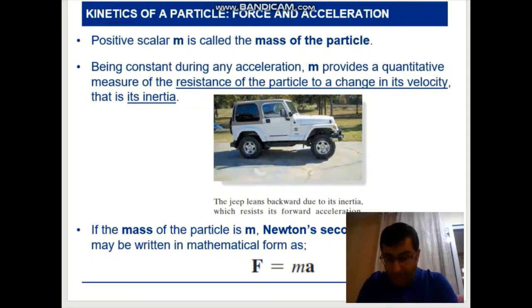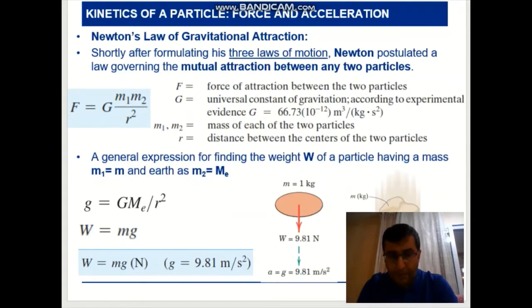If the mass of the particle is m, Newton's second law of motion is stated by F equal to m multiplied by acceleration. For Newton's laws of motion, there are three laws. The first one is, if there is a force balance, if the net force is zero, there is either zero acceleration or constant velocity.